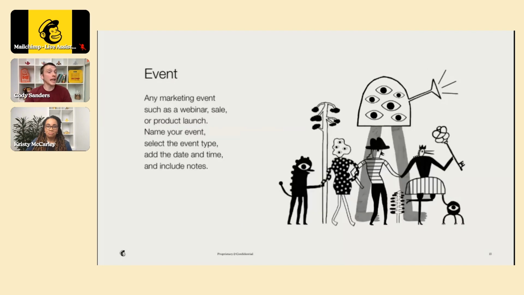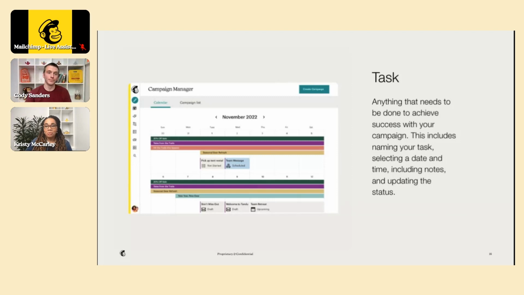This touch point is any marketing event. Could be a product launch or even a webinar. Just name your event, select the event type, set the date and time, and include some notes. Those notes could act as a reminder to check on a task. A task is anything you have to get done. It could be a simple reminder to schedule a call or something more involved like analyzing a report.